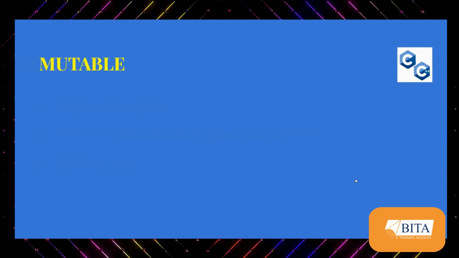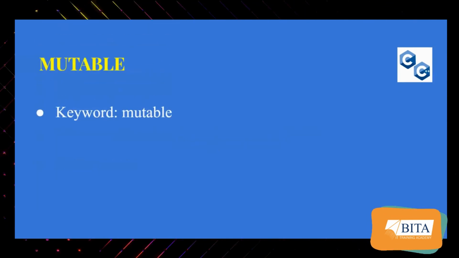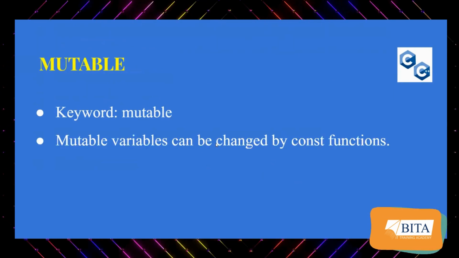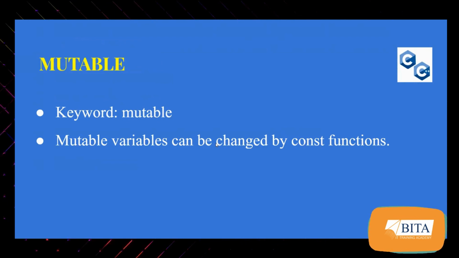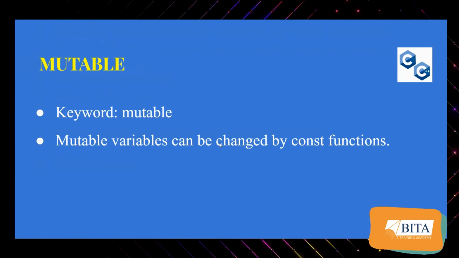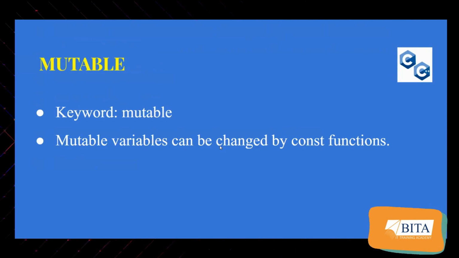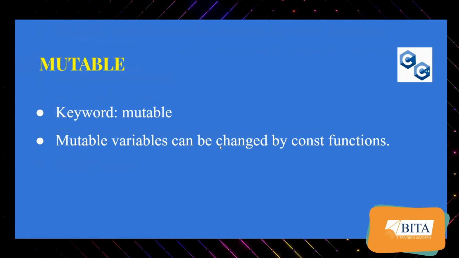Next comes mutable. There is a requirement to modify one or more data members of a class or structure through a constant function, though we don't want to update the other members of the class or structure. For this purpose, we use the mutable keyword.